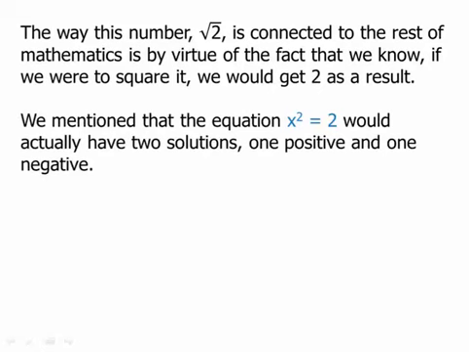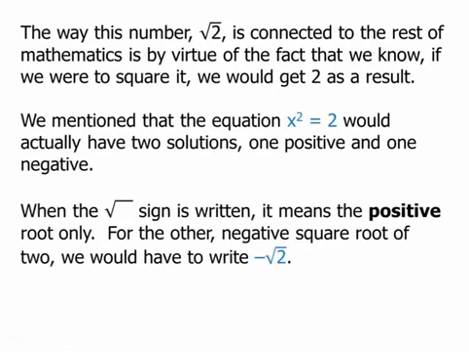We mentioned that the equation x squared equals 2 would actually have two solutions, one positive and one negative. When the radical sign is written, it means the positive root only. The other, negative square root of 2, we would have to write this way. We'd have to put a negative sign in front of the radical, negative radical 2, or negative square root of 2. That would be the second root, the second answer to the left of 0.